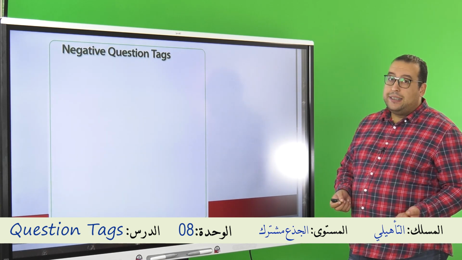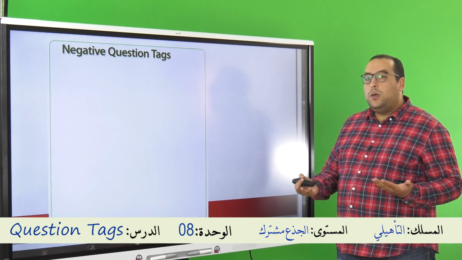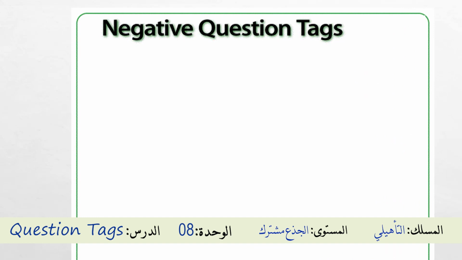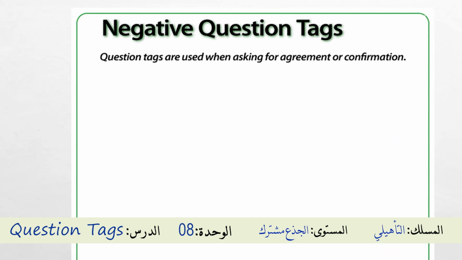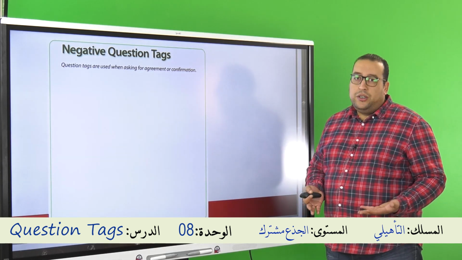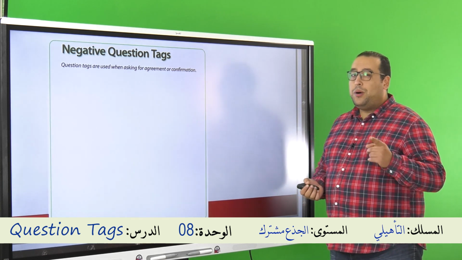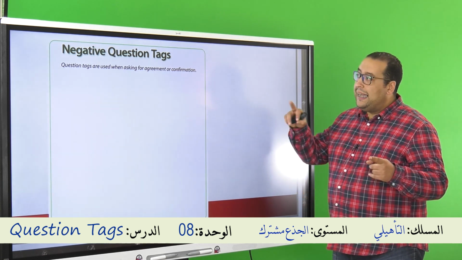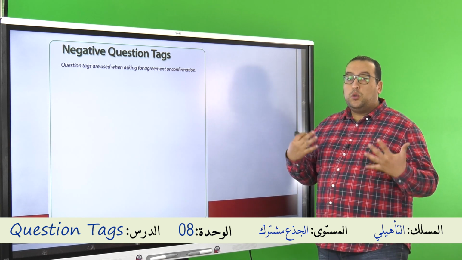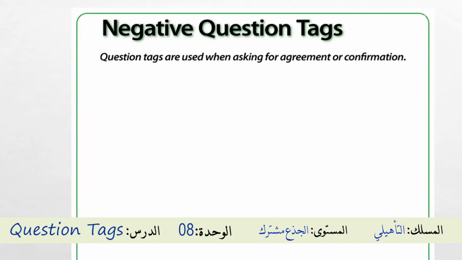So the first part, negative question tags. We can say question tags as a title, or we can say just negative question tags because they are all of the time in the negative form. So, question tags are used when asking for agreement or confirmation. As I said before, you are watching me from home, but I should ask for your agreement or confirmation because I am not 100% sure. That's why I use question tags. So question tags are used for agreement or confirmation.